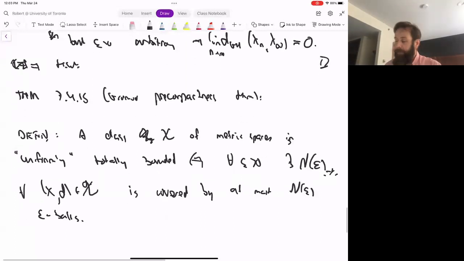Right, so totally bounded meant that for any epsilon, there'd be a finite number of balls covering my metric space. And what I want here is I have a collection of metric spaces, and I want the same number of balls to cover each of them.